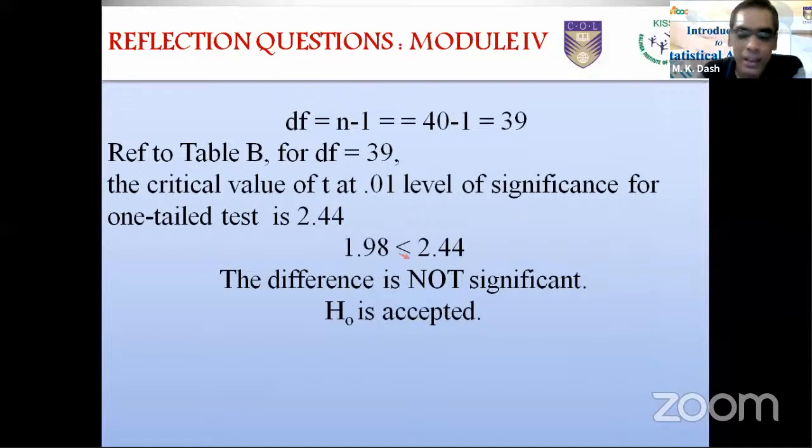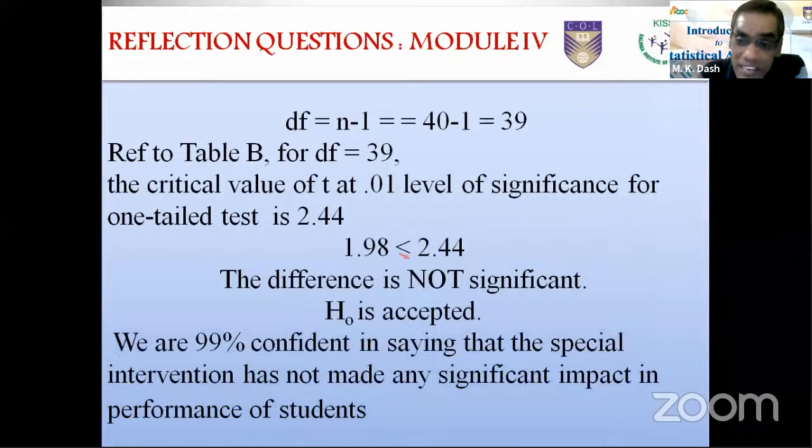Some of you have raised the question in the forum that there is nothing like accepted or rejected. I agree; you may interpret it that way. If you do not accept it, we can say that the null hypothesis is retained. In this case, we will say we retain the null hypothesis. Retaining the null hypothesis itself says that there is no significant difference between these two groups. So we are 99% confident that the special intervention has not made any significant impact on the performance of the students.